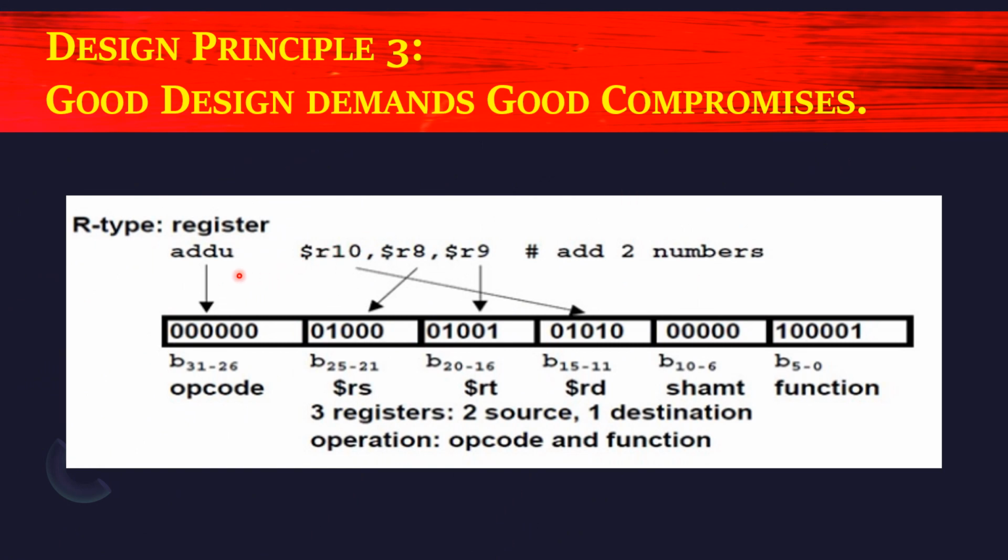Now let's look at an example. We are given an instruction. The first 6 bits represent the opcode. The next 10 bits represent the source registers, followed by 5 bits to represent the destination register. So we have 3 registers, 2 source registers and 1 destination register. So this is the R type, R format, which is used for specifying instructions which consist of register operands.